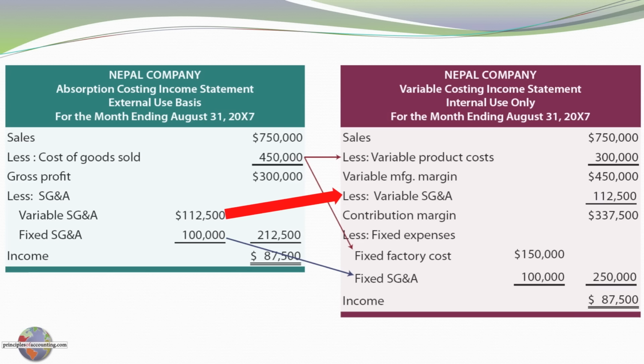The SG&A costs were subtracted from gross profit in arriving at our net income on the left. Our variable SG&A costs are subtracted from our variable manufacturing margin on the right, that is sales minus variable cost of production gives us our variable manufacturing margin, from which we subtract our other variable expenses attributable to those sales, and we get our contribution margin as $337,500. Finally, our fixed SG&A is subtracted from gross profit on the left, it's subtracted from our contribution margin on the right, and we come up with the same net income. So it's an entirely different display of the information on an absorption costing basis versus on a variable costing basis.